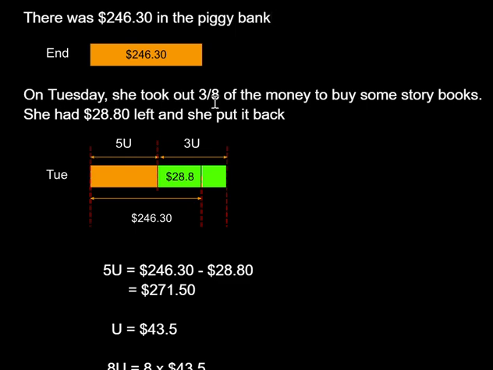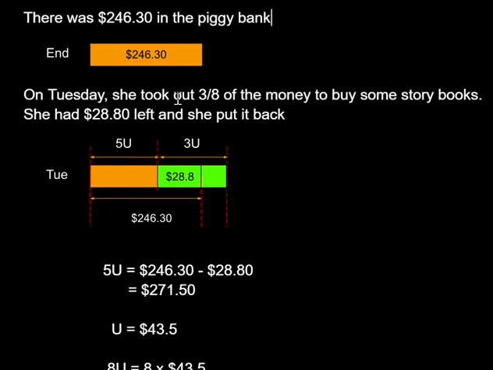On Tuesday, she took out 3/8 of the money to buy some storybooks, and she had $28.80 left, which she put back. So the first thing is that the $246.30 she has at the end includes the $28.80 that she put back. It's important that you write here $28.80, which is part of the 246.30.